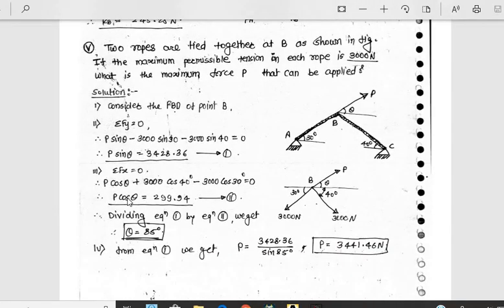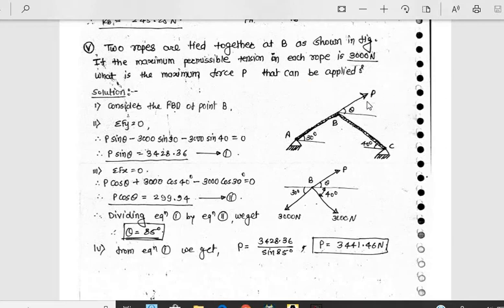Now see problem number 5. Two ropes are tied together at point B as shown in the figure. If the maximum permissible tension in each rope is 3000 Newton, what is the maximum force P that can be applied? So these are the two ropes, tied together at point B, and there is one additional force here. Theta is not given. What is the problem asking? What is the maximum force P that can be applied? P has been asked.